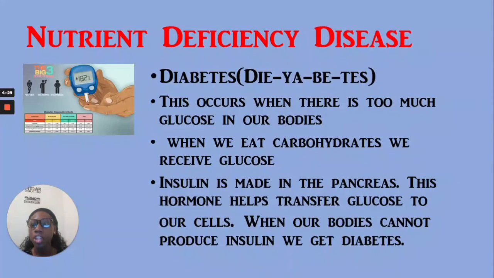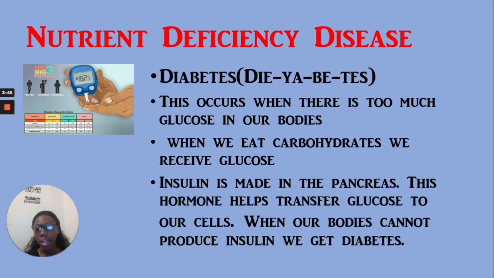The nutrient deficiency that is associated with this. When we have too much or too little of a nutrient, we receive a nutrient deficiency. And a nutrient deficiency associated with this is called diabetes. Say it with me, diabetes, okay? So this occurs when there's too much glucose in our bodies. Now, as we know, when we eat carbohydrates, we receive glucose.